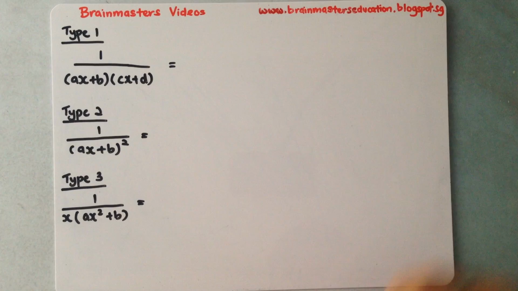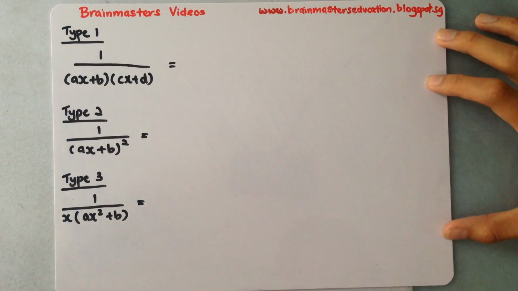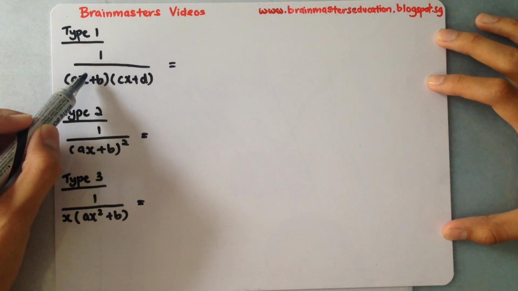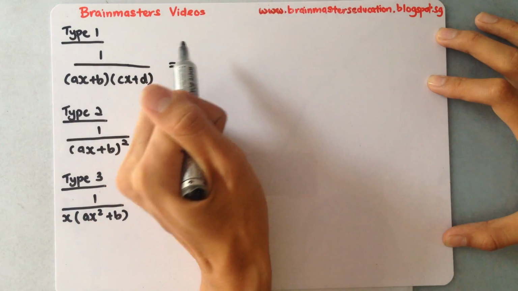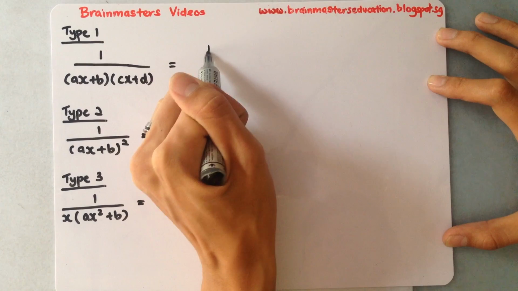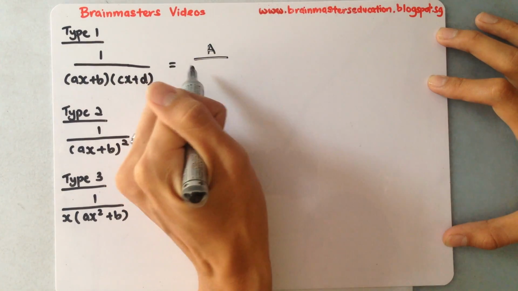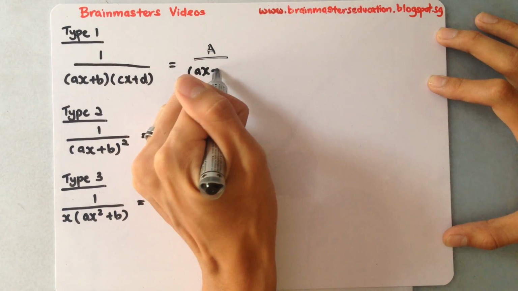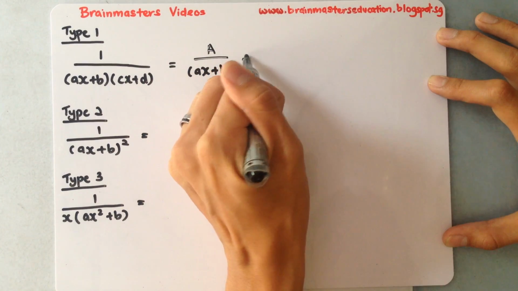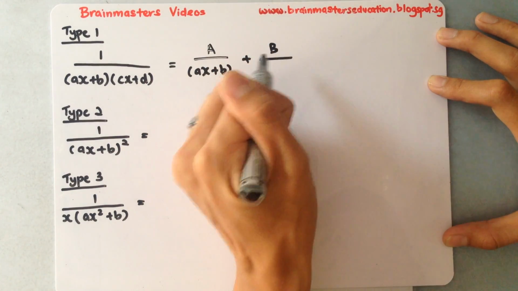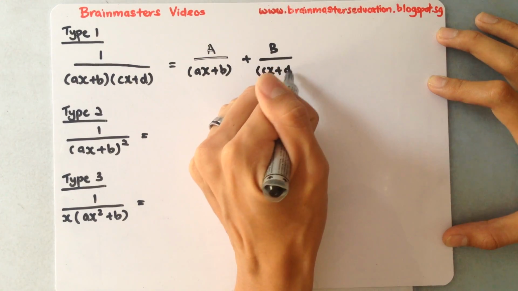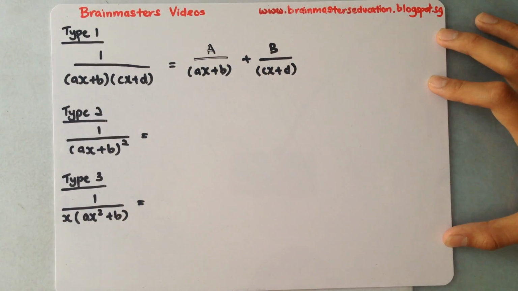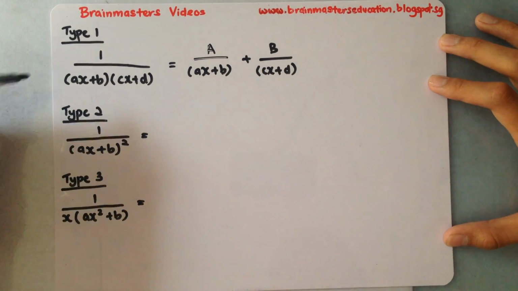For type 1, you need to take note that there is no power to it; the power of x is only 1. So when you write it into partial fractions, you separate the brackets into an easier form: A over ax plus b, plus B over cx plus d. This is how you write it into partial fractions for the very first step for type 1.